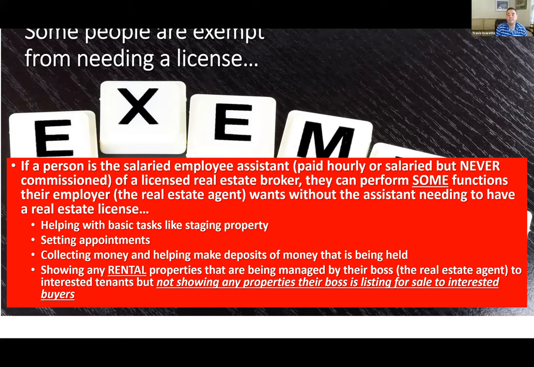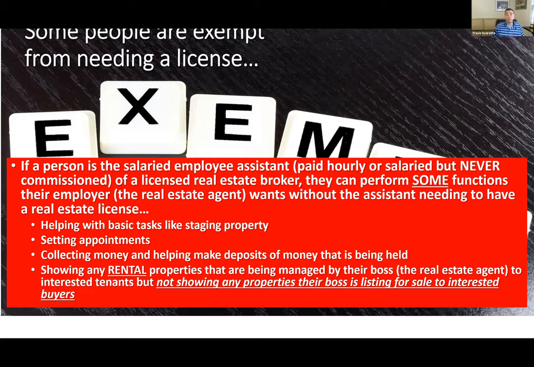But the salaried assistant cannot show properties that are for sale. Eliza, because she works for the broker, can show properties that are for rent, but she cannot show properties that are for what? For sale. She cannot open the door at all on a property that is for sale, even to let termite inspectors in. For any reason, if that property is on the market for sale, Eliza does not put the key in the door, period, as the salaried assistant of a real estate broker.